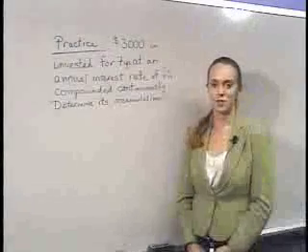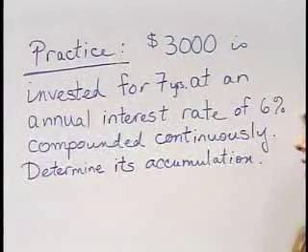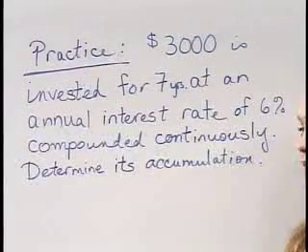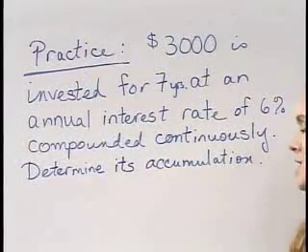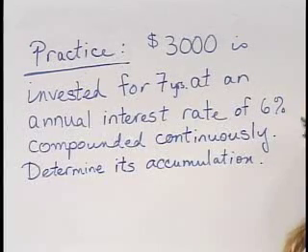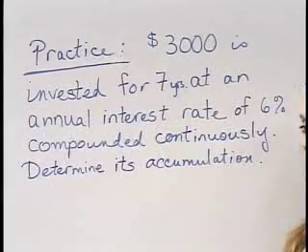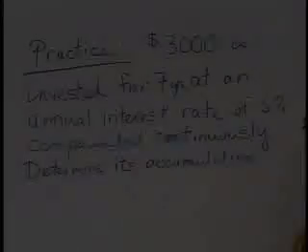Here's a practice for you to try. $3,000 is invested for 7 years at an annual interest rate of 6% compounded continuously. Determine its accumulation. Pause and write this down and set up the formula using the one we just discovered, and then come back and we'll work through it together as well.